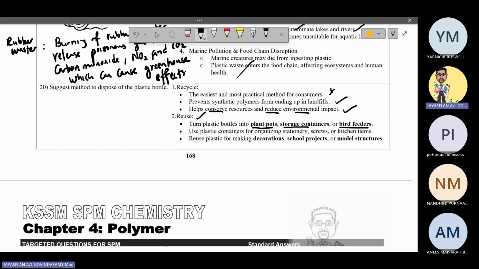Or use the plastic container to make what? Stationery, organized stationery, kitchen storage, like that. Any question? Reuse the plastic. Say in the exam they show a tire. Reuse the tire waste, rubber waste, for decoration, school project, model structure. Finish. Any question?